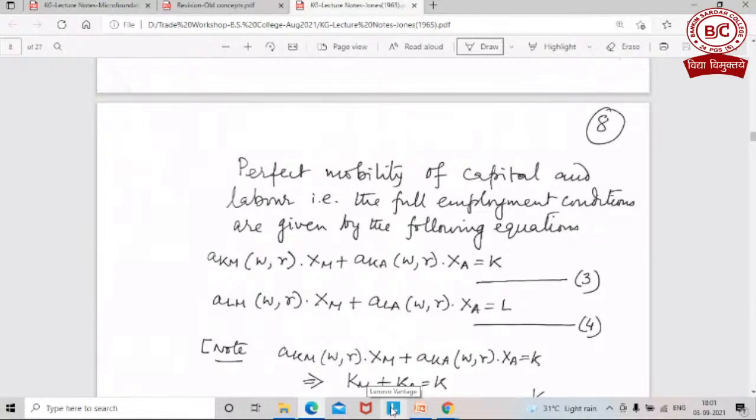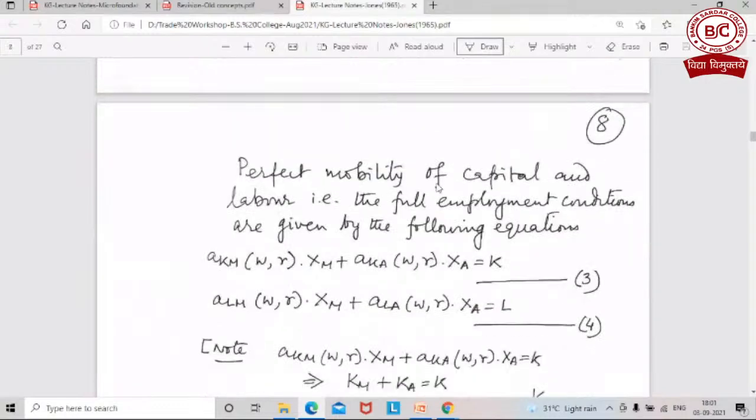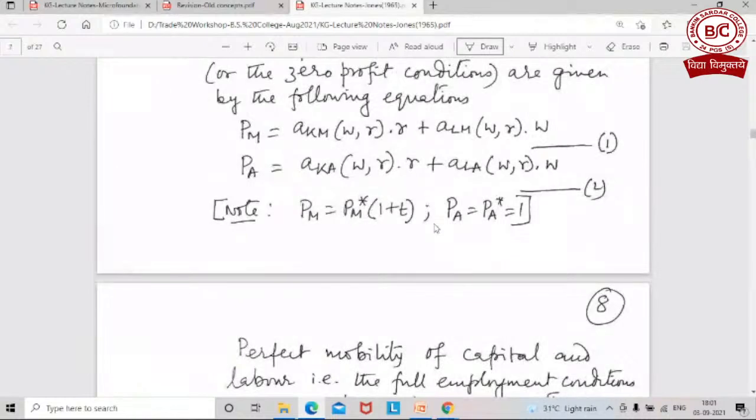So the whole model can be decomposed into two parts. One is the price system. There, the variables, that is W and R, are determined independently of the output system. Isn't it? Because when we solve for W and R, we need not talk about equations 3 and 4. We can easily solve for W and R from here, because they are independent of our equations 3 and 4.